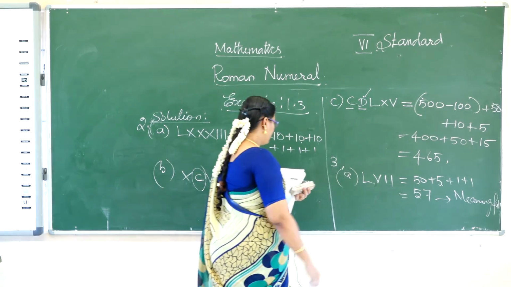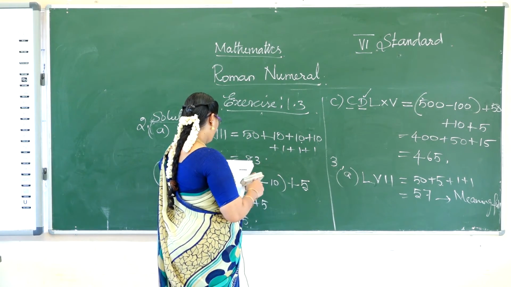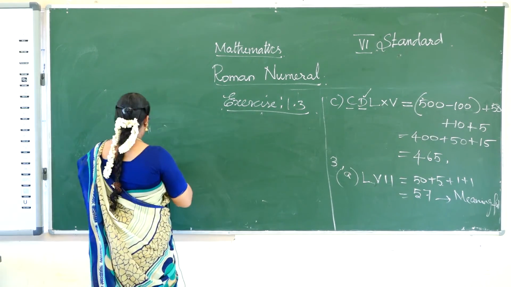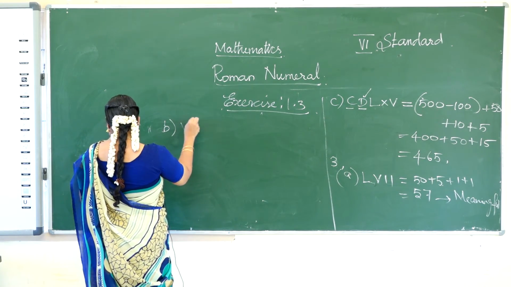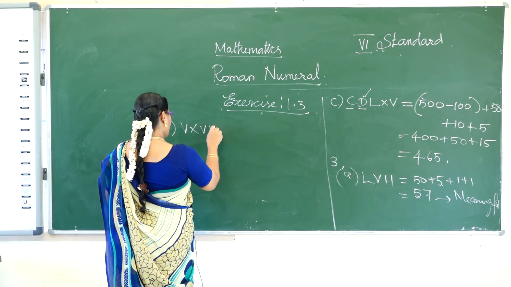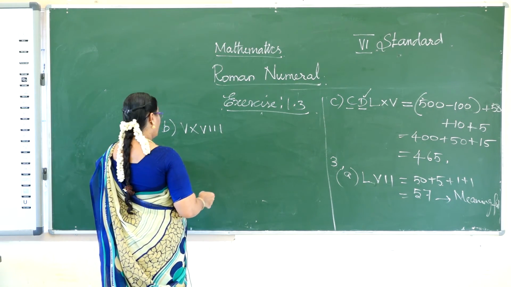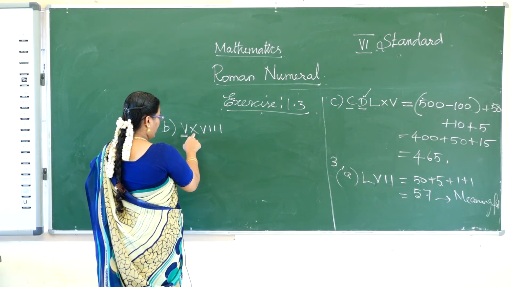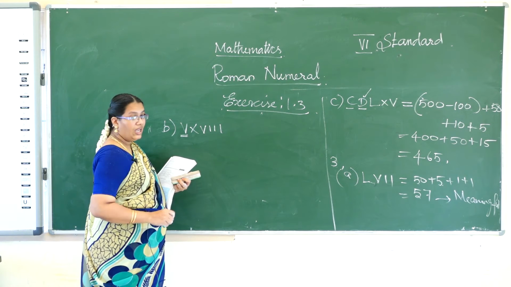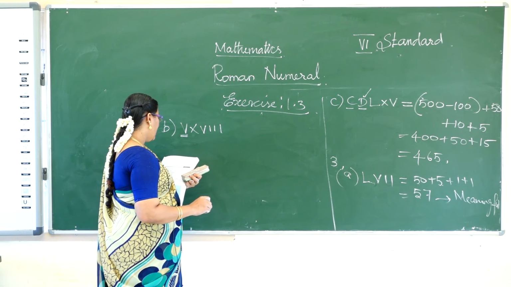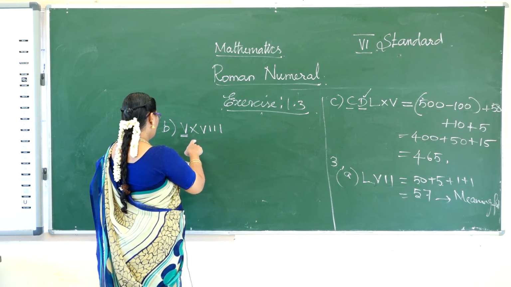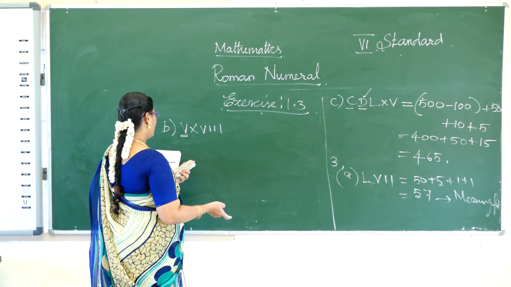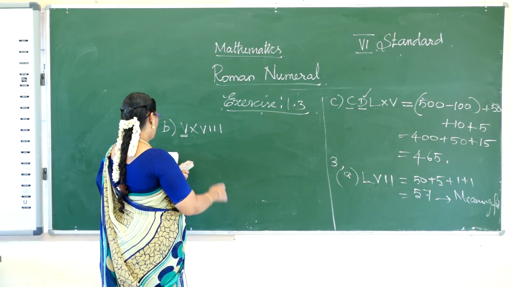Here follow the rules. V X V I I is given. Here first the smallest value 5 and second the largest value 10 will come. So in this place, the rule: X can be subtracted from L and C.